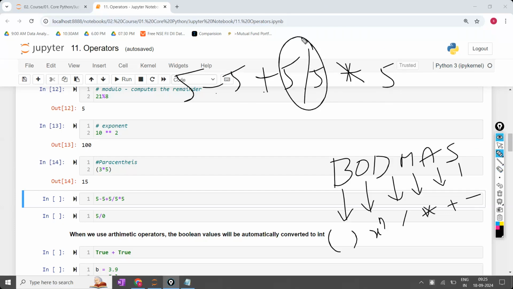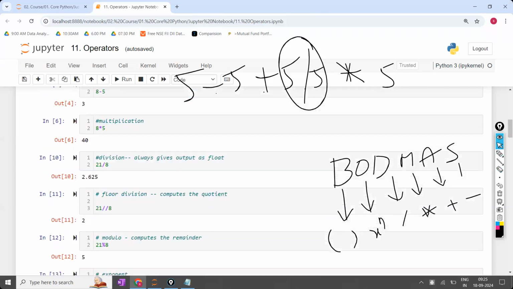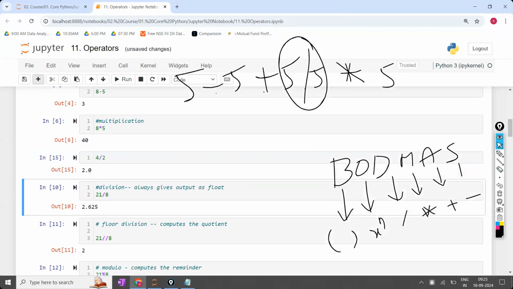And the most important point in Python: whenever you are doing division, you will always get the output as float only. For example, 4 divided by 2. What is the answer? It is not 2, it is 2.0. By default, you will get the float. Whenever you apply the division symbol, you automatically get a float. And for floating values, if you add, subtract or multiply, the answer will also be a float. If one float is there, the entire answer will be float only.